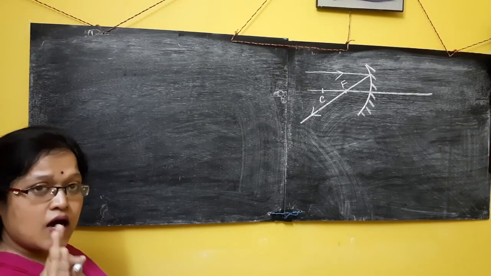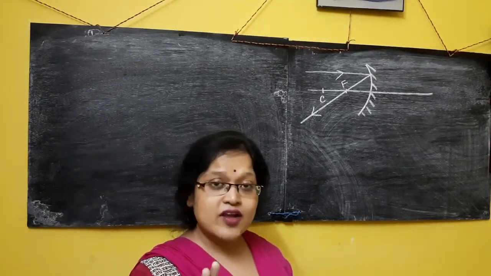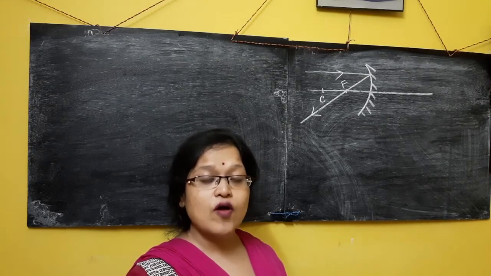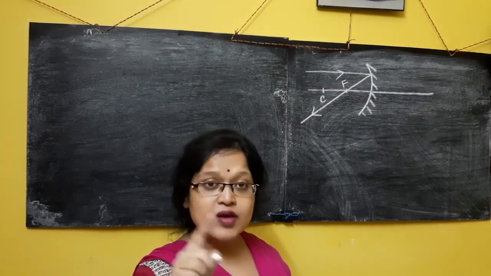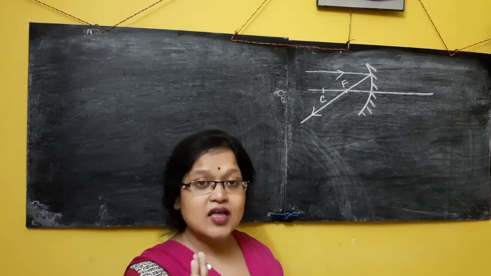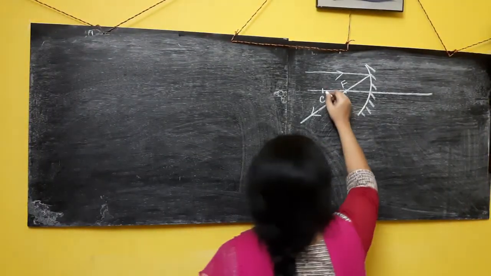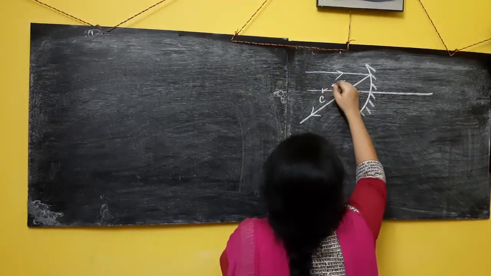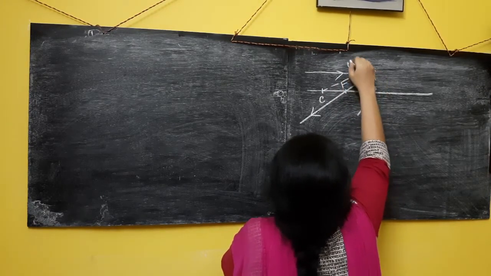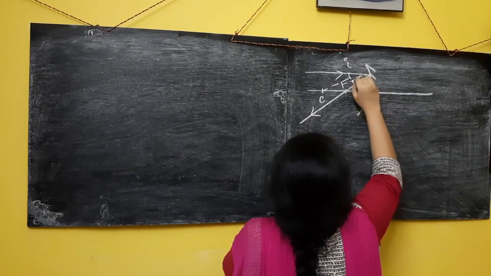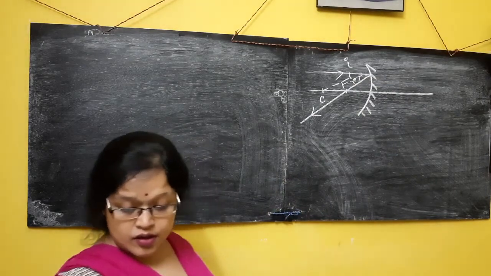Now we know that in the case of a mirror, it is always a reflection. Reflection means I need to draw a normal. From the radius of curvature, on the arc of the mirror, if I draw a straight line, that will be the normal on the mirror. So this is my I, the angle of incidence, and this is the angle of reflection R. Done.